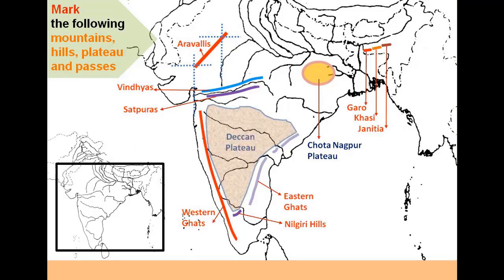Deccan Plateau. One of the biggest plateau in India. Located in the southern peninsular region of India, it is roughly a triangular in shape, as you can see in the map. Higher at the west coast on this side, and it is sloped towards east coast. Plateau is formed due to the flow of lava about 60 to 70 million years ago.